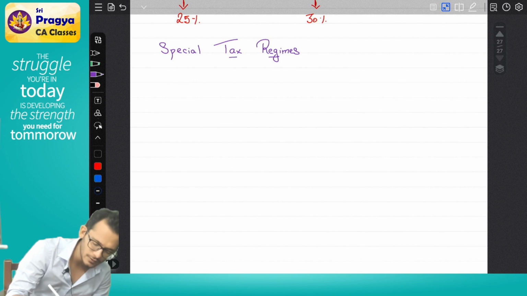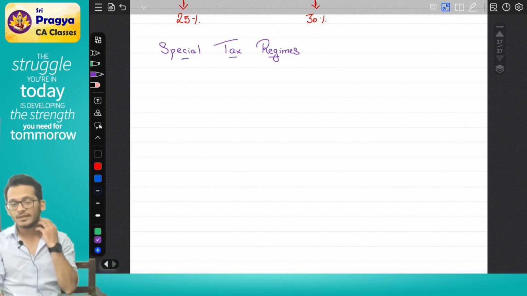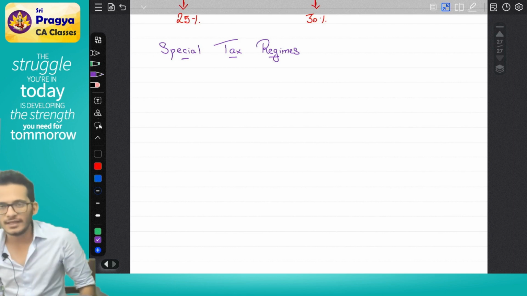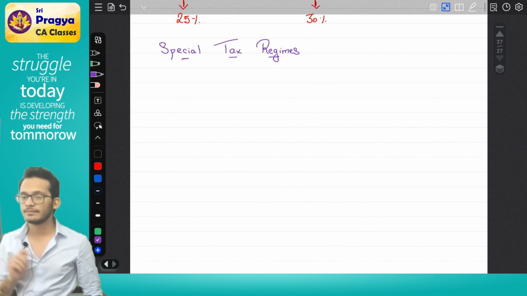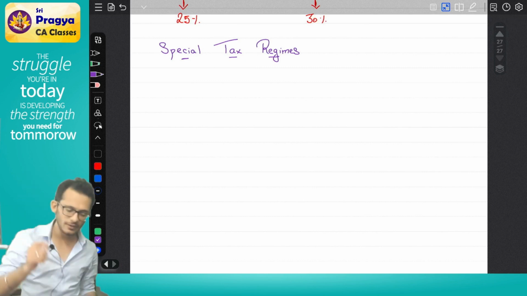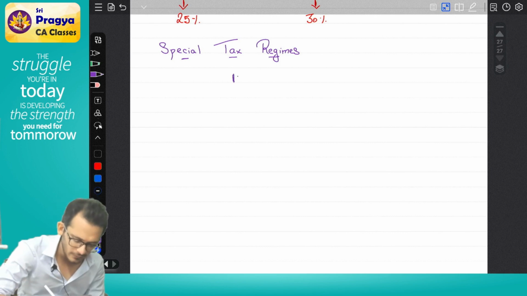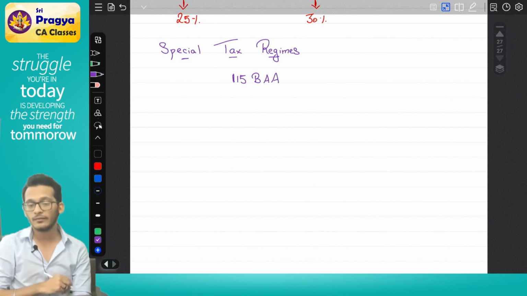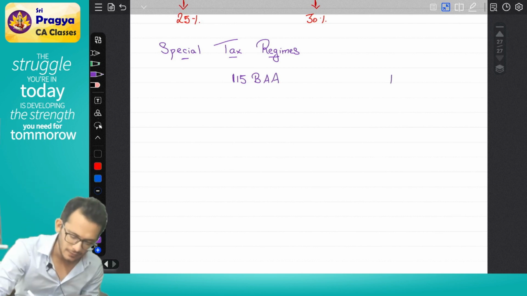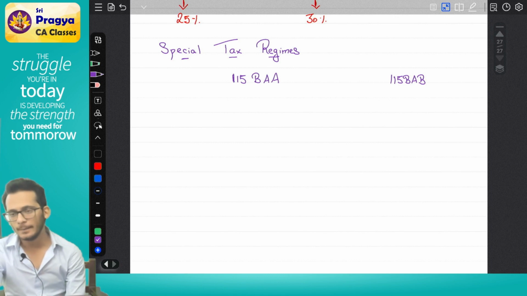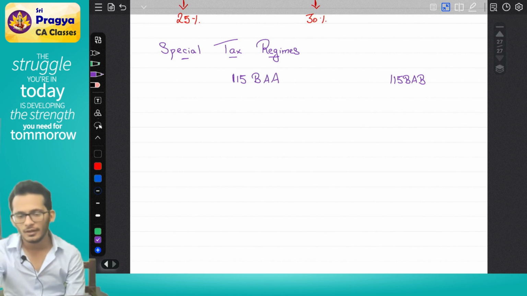Now these were the first to be introduced. Then it was followed by the individual. If you notice, individual is saying 115 BAC. Before that, it will be for company. For companies, we have 115 BAA and 115 BAB. These are your new special regimes.